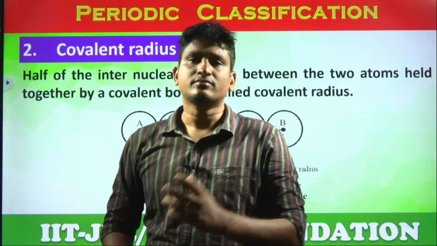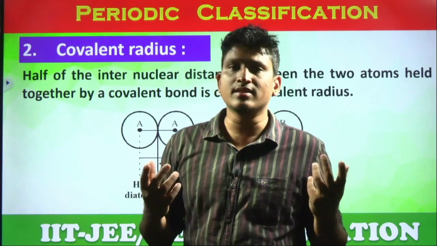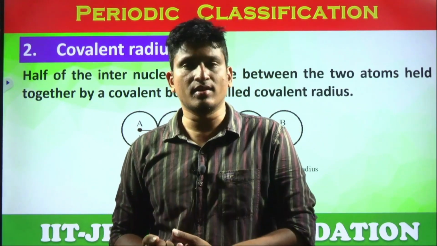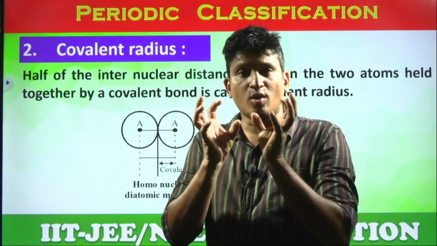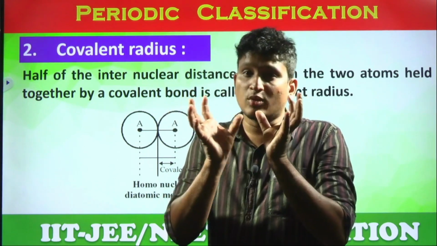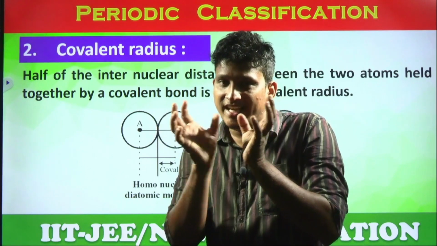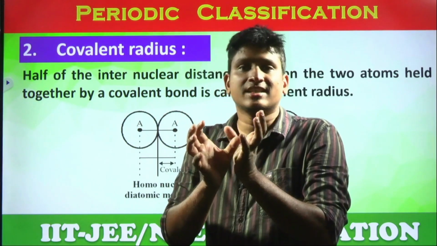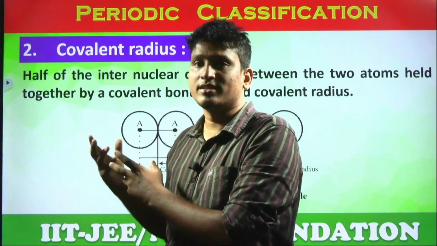Covalent radius. What is covalent radius? The bond formed by sharing electrons is called a covalent bond. Yes or no? Sharing electrons means, students, definitely they are in a bonded situation. Their atomic orbitals overlap. That means the atoms are very close to each other. Yes or no, students? If they are very close, the distance is decreasing, not increasing, because they are completely in a bonded situation.